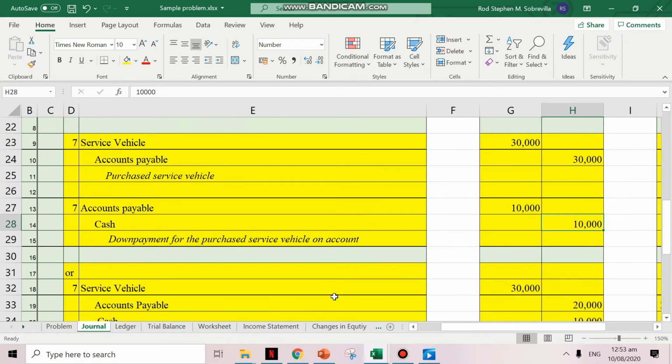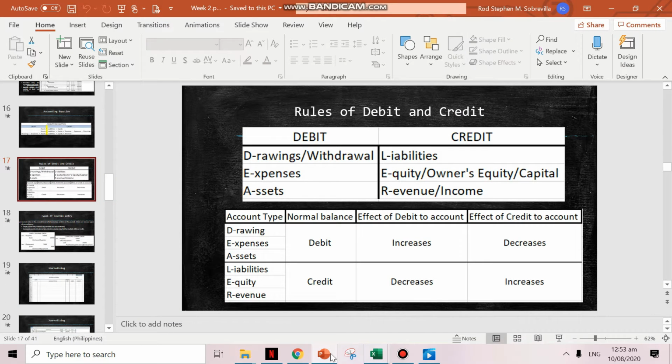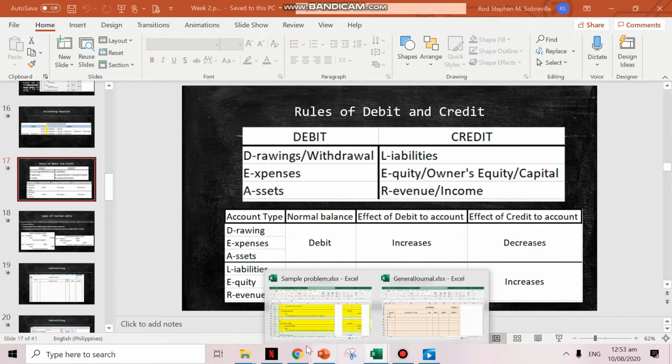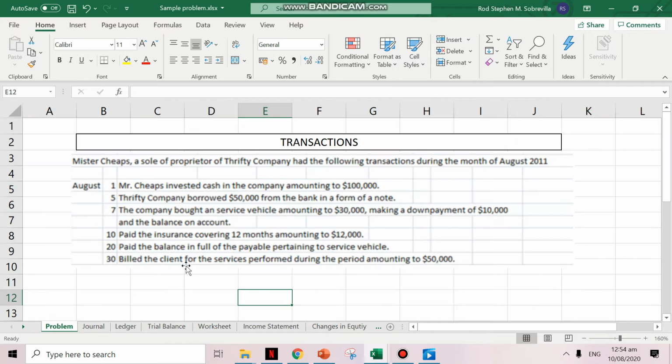So, para naman gawin natin siyang compound journal entry, ganito gagawin natin. Pagsasamahin natin yung buo. Pagsasamahin natin siya. Company bought a service vehicle, 30,000, making down payment of 10,000 and balance on account.